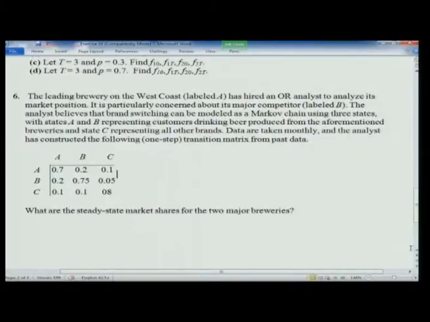So, we want you to find out pi 1, pi 2 and pi 3. The answers they are asking for are pi 1 and pi 2. What are the steady state market shares for the 2 major breweries? That means, when the process has gone on for some time and you think that the choices have all stabilized, then you want to know the steady state market shares for the 2 major breweries.